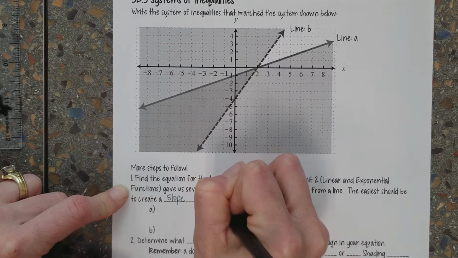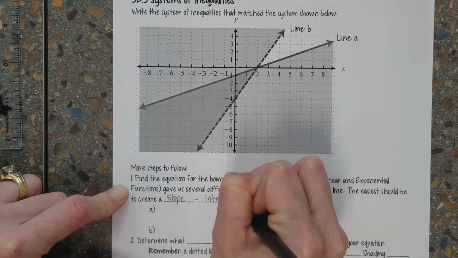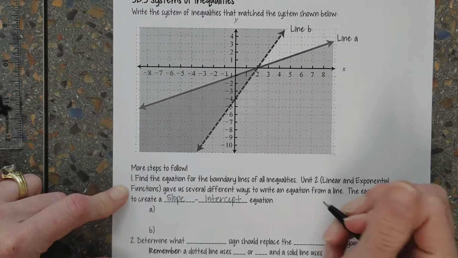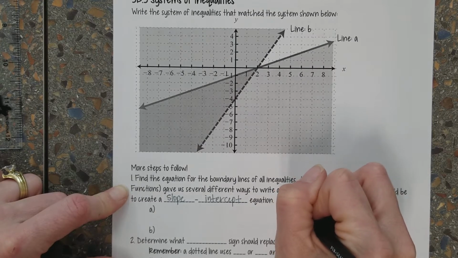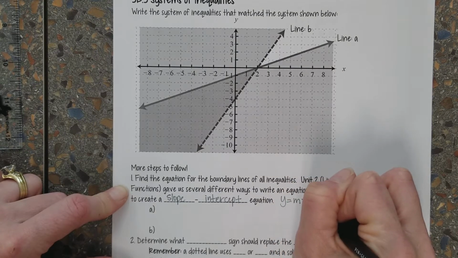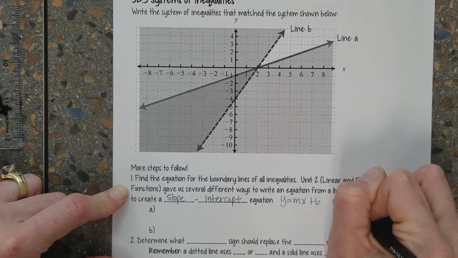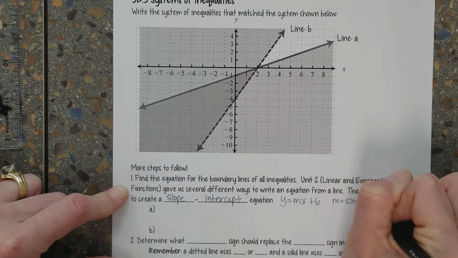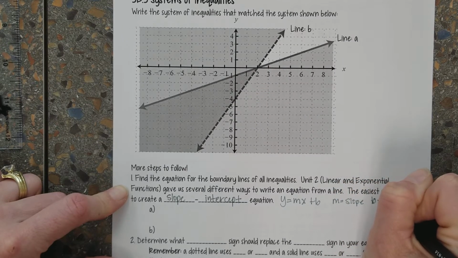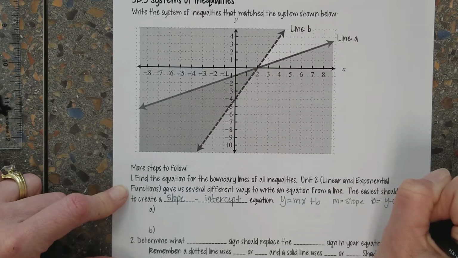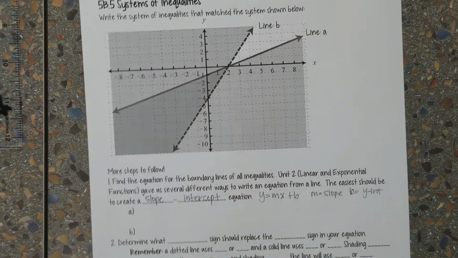slope-intercept line, and by now you guys should be so sick of these, but if you still don't know what that is, that's the one that looks like this. Y equals mx plus b, where m is your slope and b is your y-intercept. Okay, make sure you're writing this down.